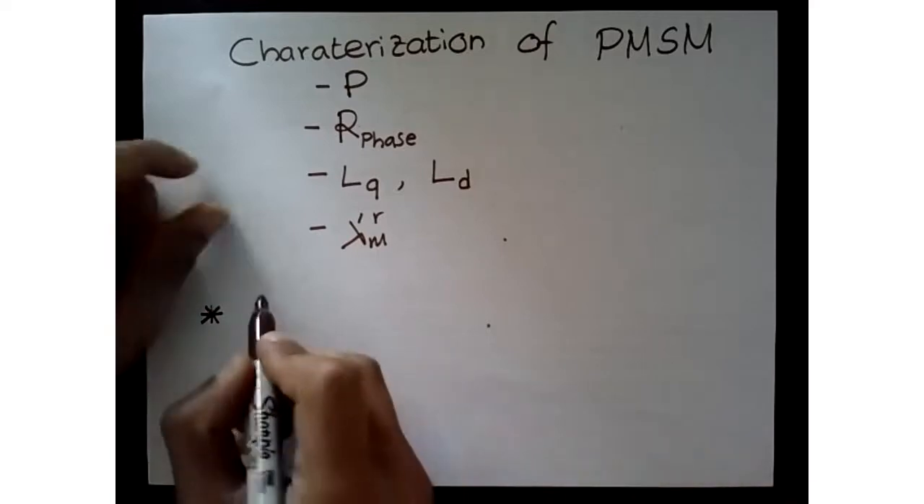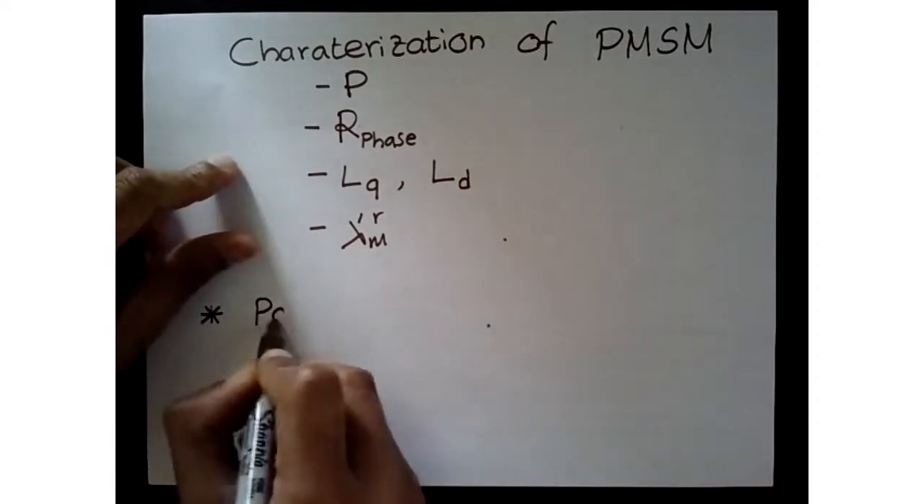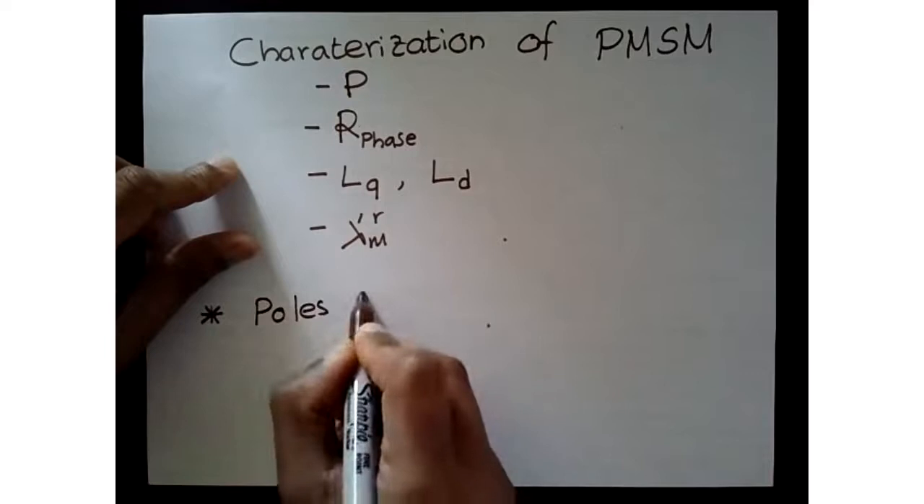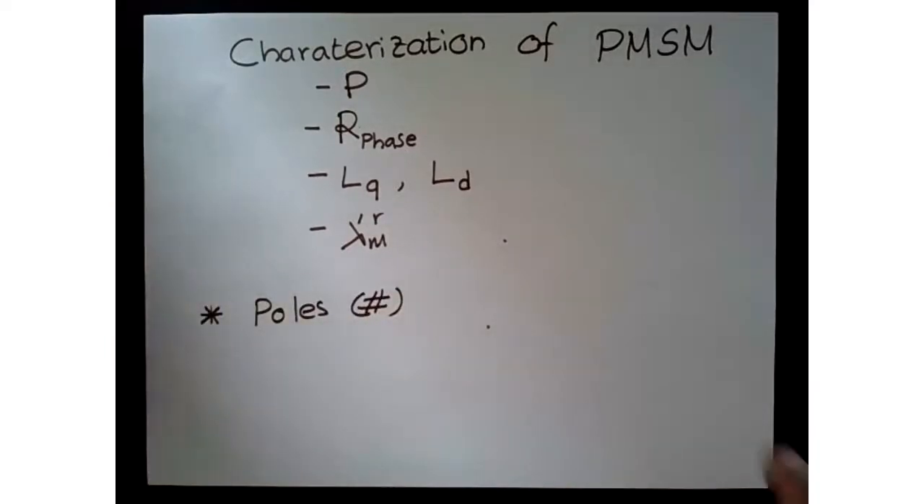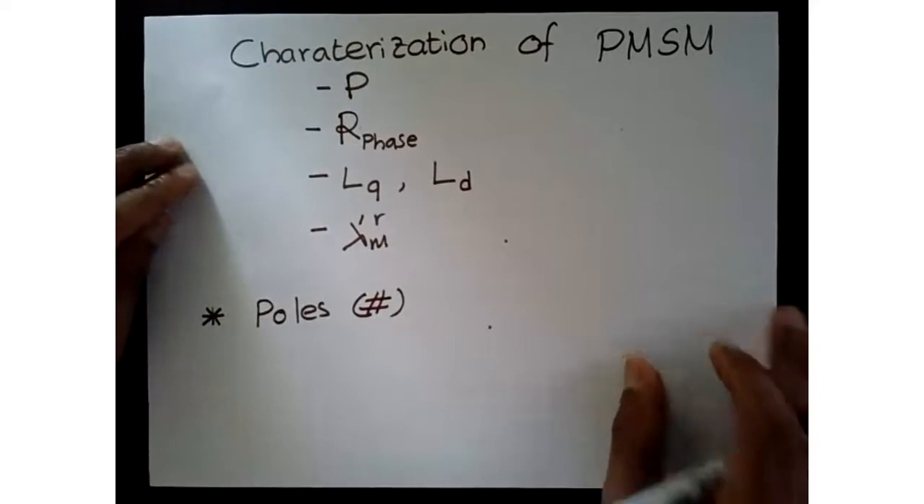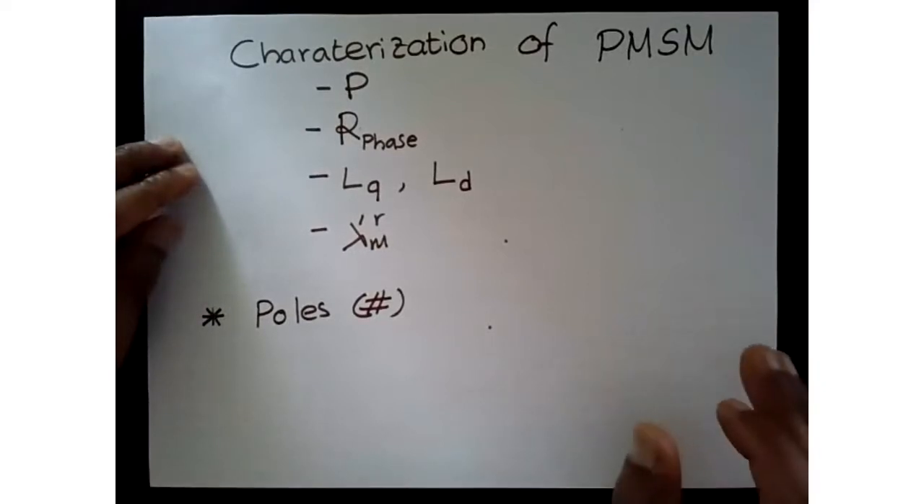So P, this is poles, right? Number of poles. It's relatively straightforward, and there are a couple of different approaches you can follow.